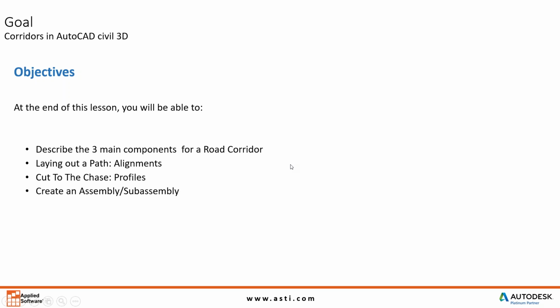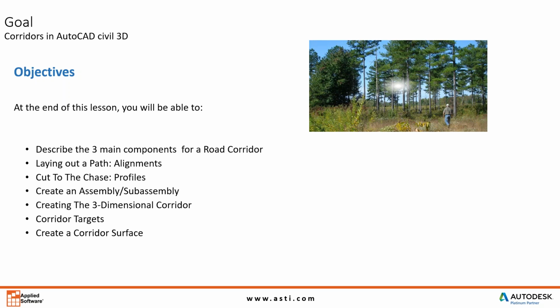So again, I'm going to start out with these components of alignments, profiles, and then with a corridor, assembly, subassembly, and then creating this three-dimensional corridor that we really never print or plot. But it gives us a lot of modeling information in terms of what we want to be able to do. So corridor targets, creating a surface, corridor surface.